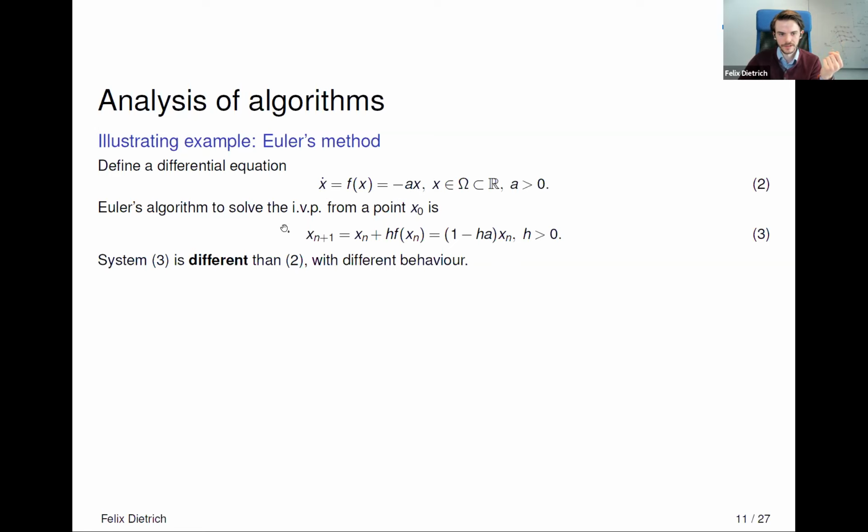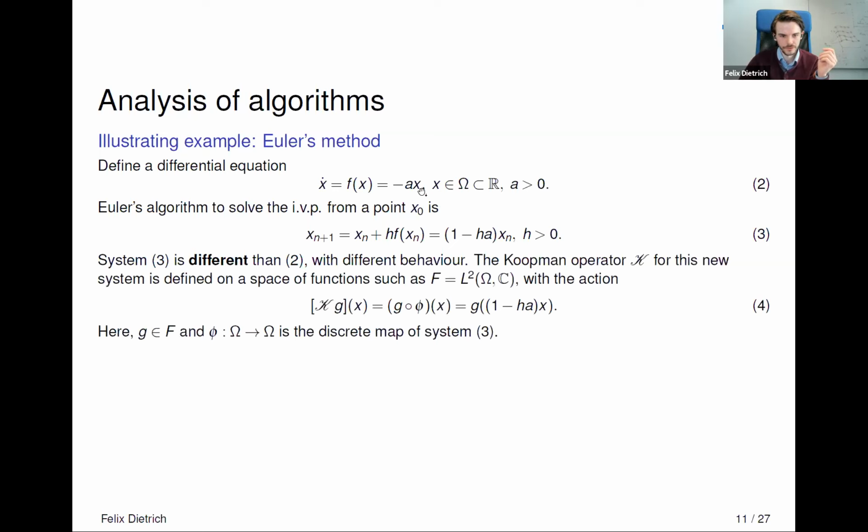So just this one here. This would mean replacing the vector field f with minus ax, right? And so we have this as the next state in time. Then certainly system 3 is different from system 2, with different behavior, even though system 3 kind of tries to approximate the behavior of system 1 or system 2.